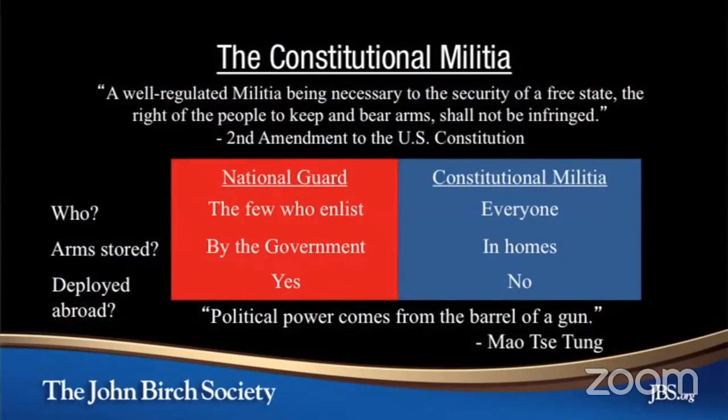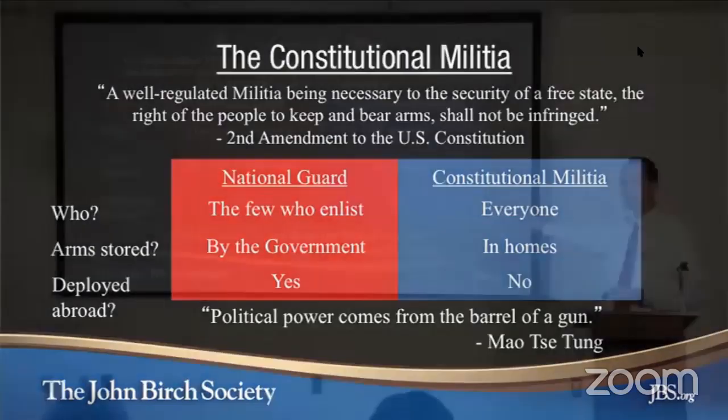In this first structure, National Guard, who holds that barrel of the gun? Who controls it? Those arms are stored by the government. They're in the control of the government. In a constitutional militia, this barrel of the gun power is in the people, isn't it? That's probably the most stark difference between a constitutional militia and a National Guard. The political power of the barrel of the gun is in the people here.